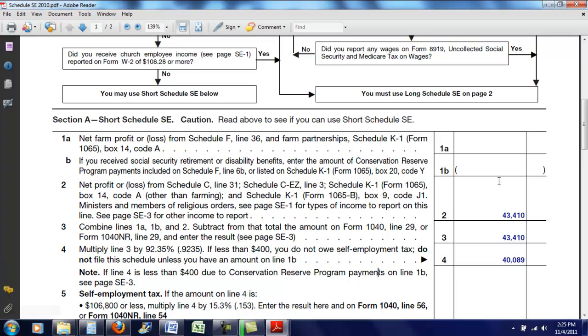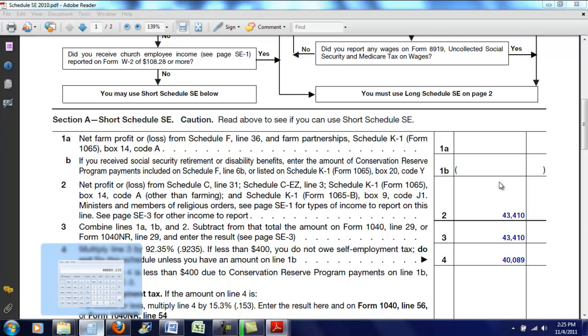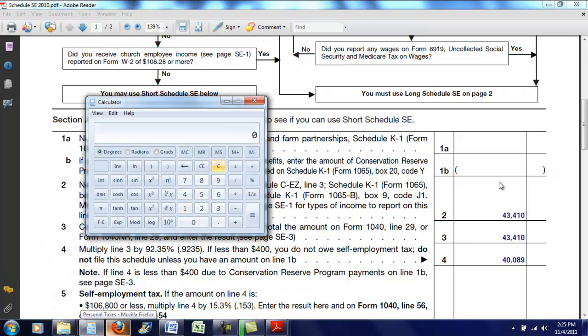It is less than $106,800. We multiply line 4 by 15.3%. So $40,089 times 0.153 equals $6,134.